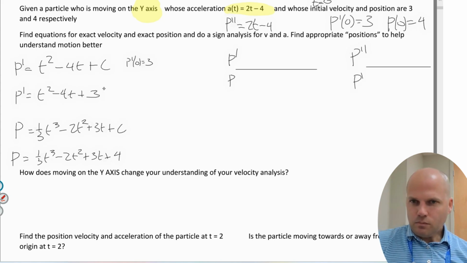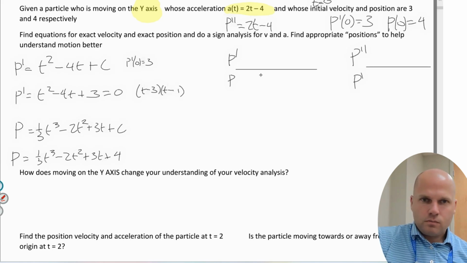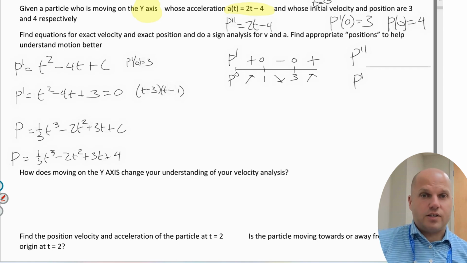Yeah. So P prime set equal to 0. I get t minus 3, t minus 1. I'm not giving you a start or an end, so I guess we're just going for forever. Usually we start at 0 though. Do a sign analysis. P is increasing, decreasing, increasing. Make sure you guys do that sign analysis.